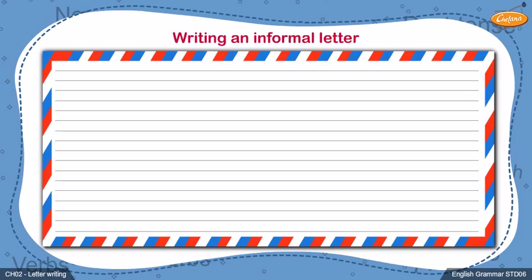The question given to you is, write an informal letter to your uncle thanking him for the present he sent you on your birthday. By following the format, we start with the address, that is the sender's address, and then write the date. Next, we write the salutation. Remember, you are writing to your uncle. Thus, you can write, Dear Uncle, as your salutation and add a comma.